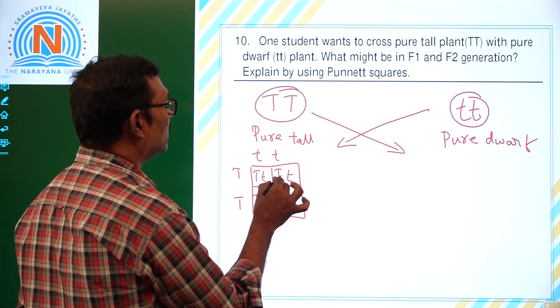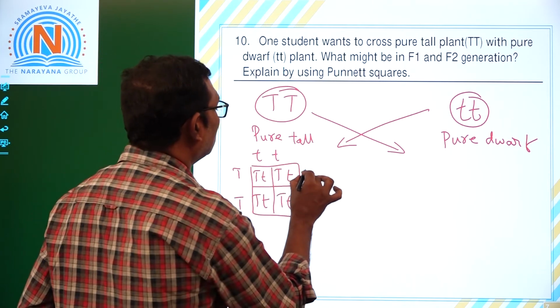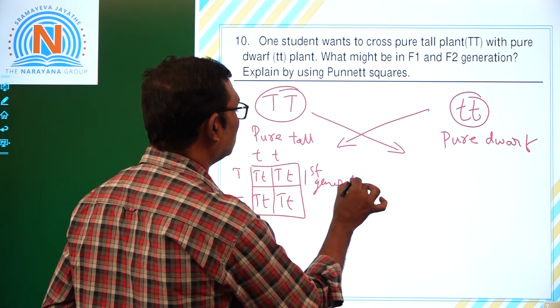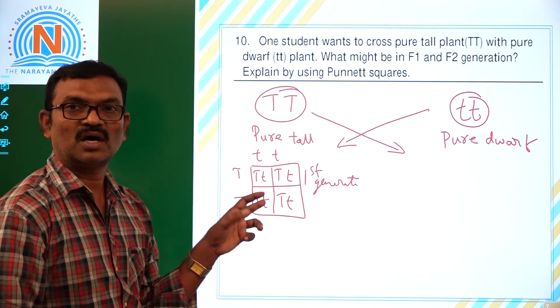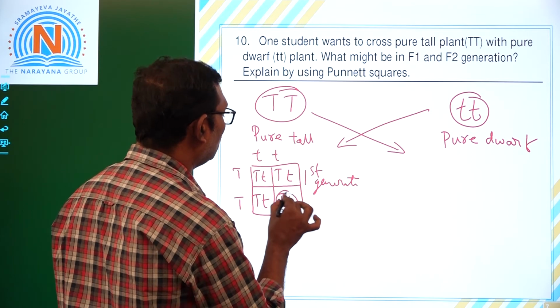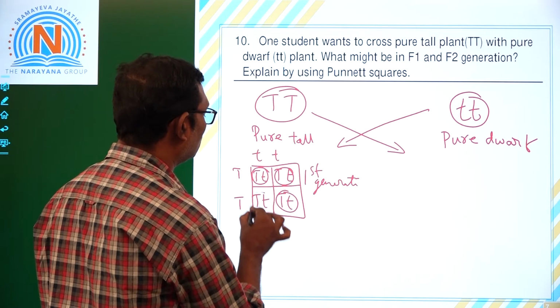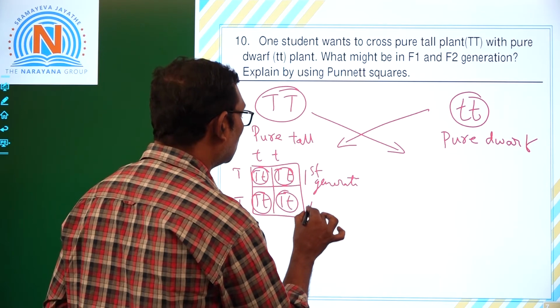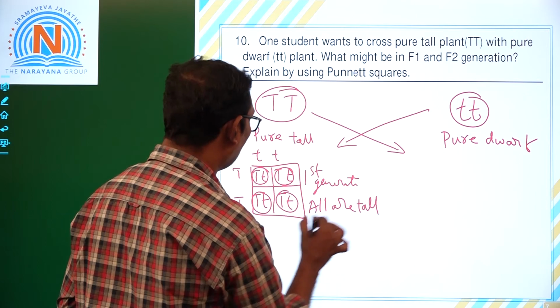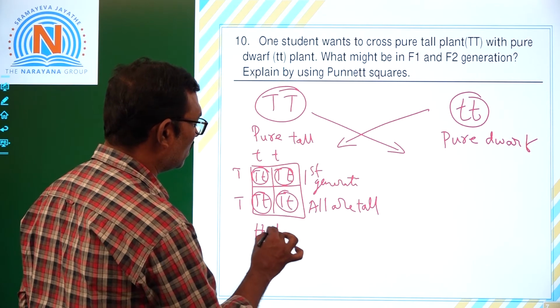If you observe, what is formed here? First generation. This is called first generation. In first generation, we can see all are tall only. This character is tall. This one also tall. This also tall. This one also tall. All are tall. But what kind of tall? Heterozygous tall.